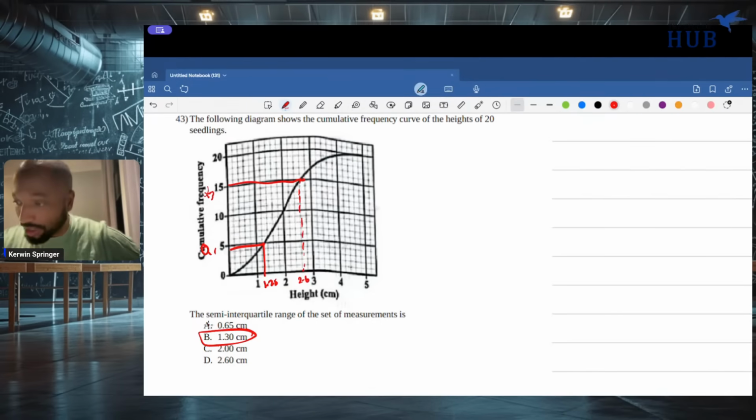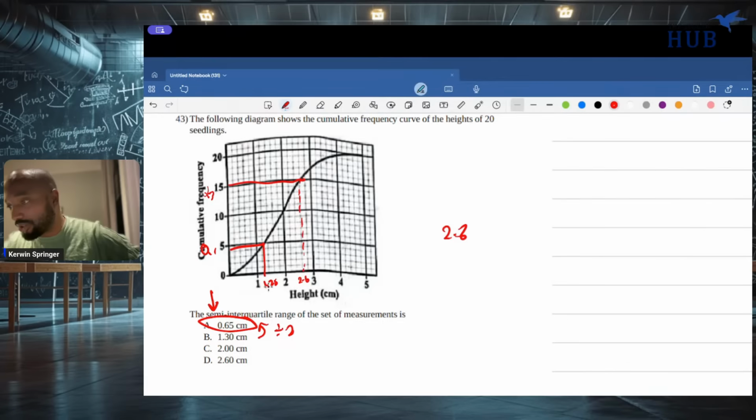Oh no, they want the semi. My bad, I was going to lose a mark there. So 0.65. Yeah, they divided by 2, because they want the semi. After you do the 2.6 minus 1.3, you get 1.3. That's the interquartile range. They want the semi-interquartile range, which is halfway.